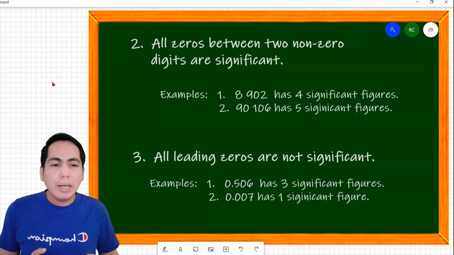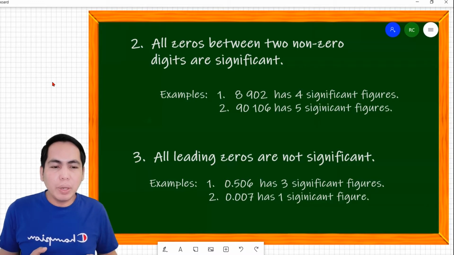Number 2, 90,106 has 5 significant figures because both zeros are found in between two non-zero digits. That's why they are also significant, just like the non-zero digits. Rule number 3, all leading zeros are not significant. When we say leading zeros, these are the zeros that can be found in front.